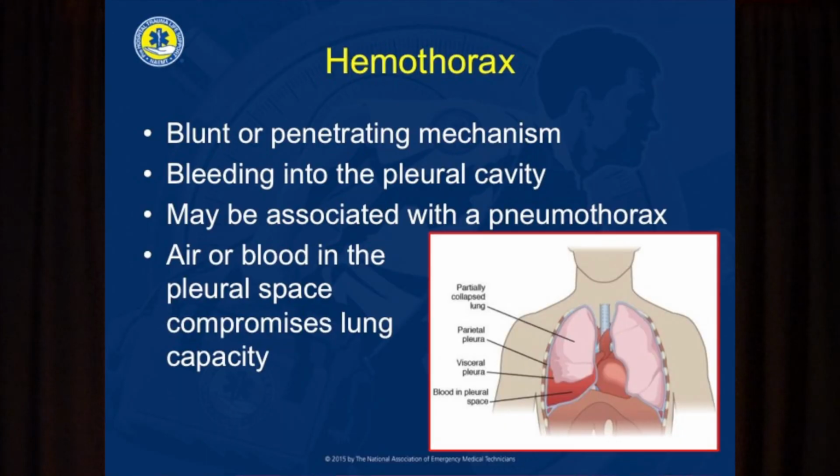For a hemothorax, this can come from blunt or penetrating trauma, but you have blood in the pleural cavity. So you have blood filling the space instead of air. Sometimes you can have both. You can have what's called a hemopneumothorax, where you actually have blood and air in the same spot. All right. Again, for us, it's hard to determine which one it is.